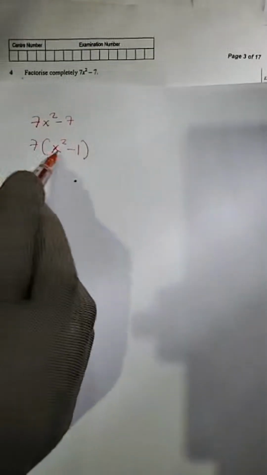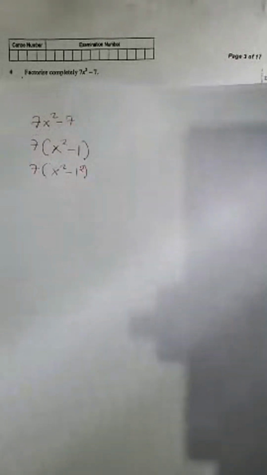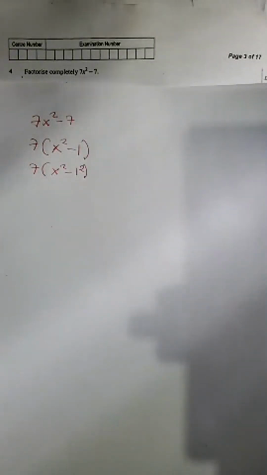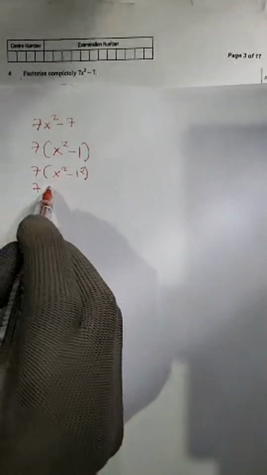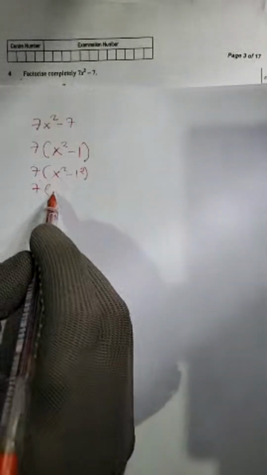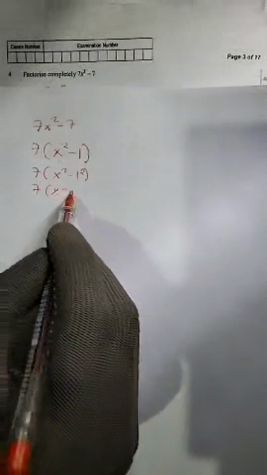Now check. What is inside here is a difference of two squares. So you can just write 7, x squared minus the square root of 1, which is 1. So this one is the same as 1 squared. Then the final answer will be 7, open bracket, x plus 1, close bracket, open bracket, x minus 1. And this is the answer.